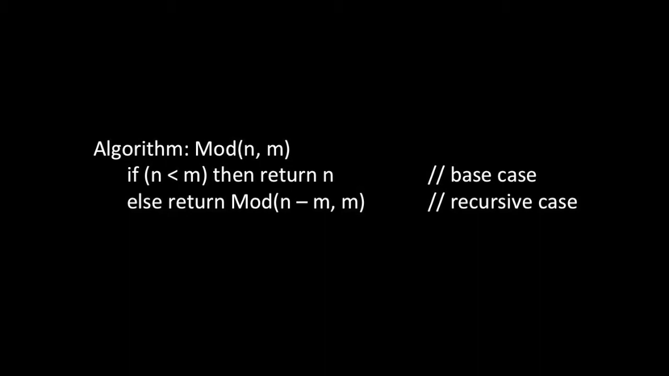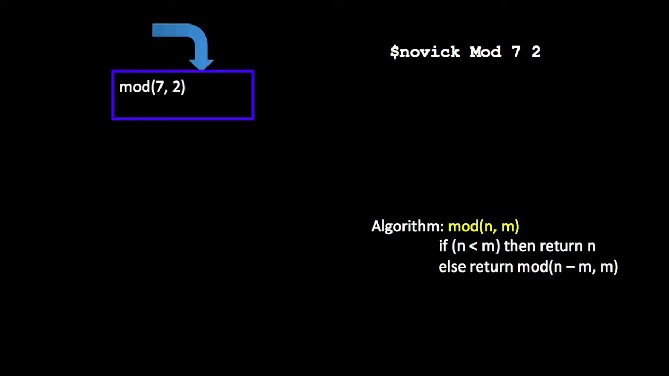To see how this works, I'll trace the activation records. In this example, I'll call mod of 7, 2 from the command line. That will create an activation record, a call to mod with 7, 2. And the first thing it will do is check to see if n is less than m. Well, 7 is not less than 2, so we'll go to the recursive case, and the algorithm will call mod of n minus m, m. In this case, 7 minus 2 is 5, so it'll call mod of 5, 2.